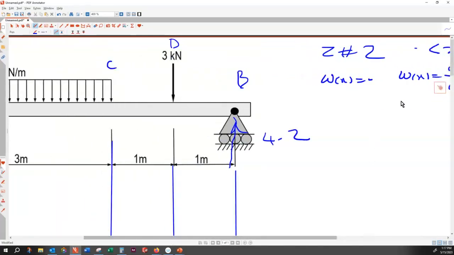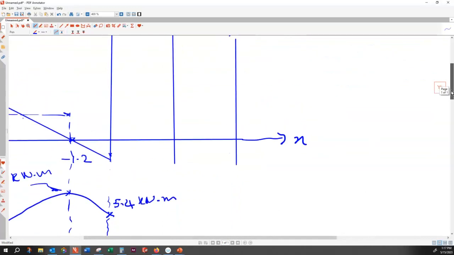So if I want to continue that curve for the second zone, it doesn't change. All right?